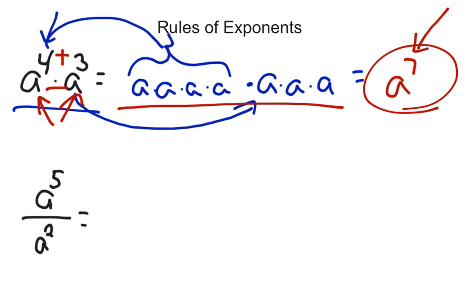So again, when multiplying powers with the same base, we keep that base, that's why it's still an a, and we add the exponents. 4 plus 3 gives us 7.